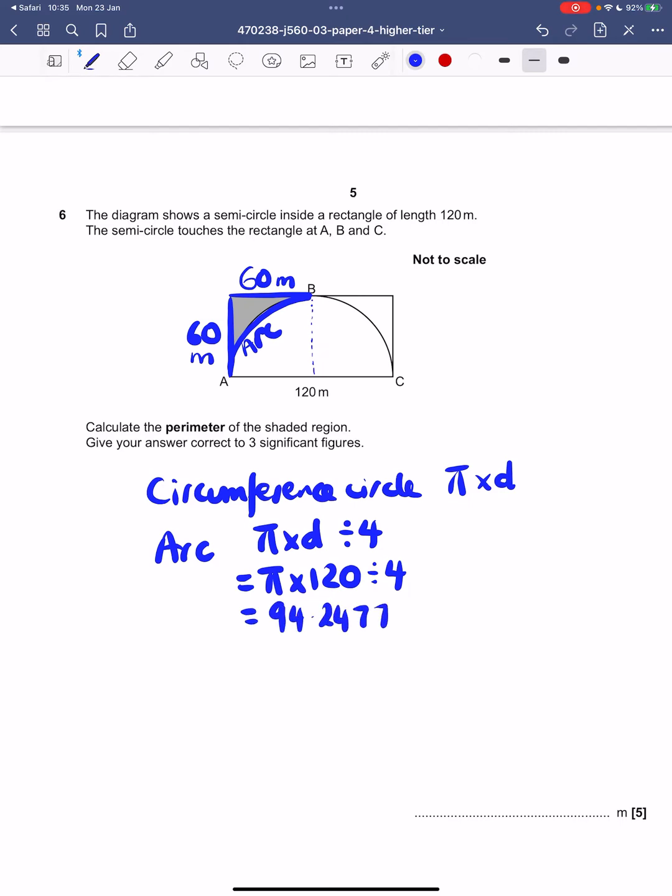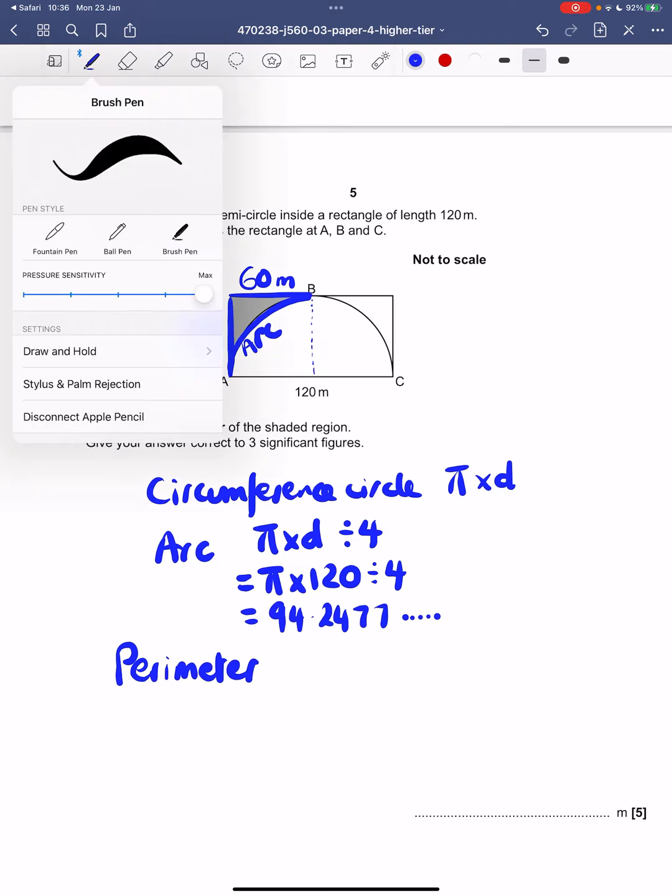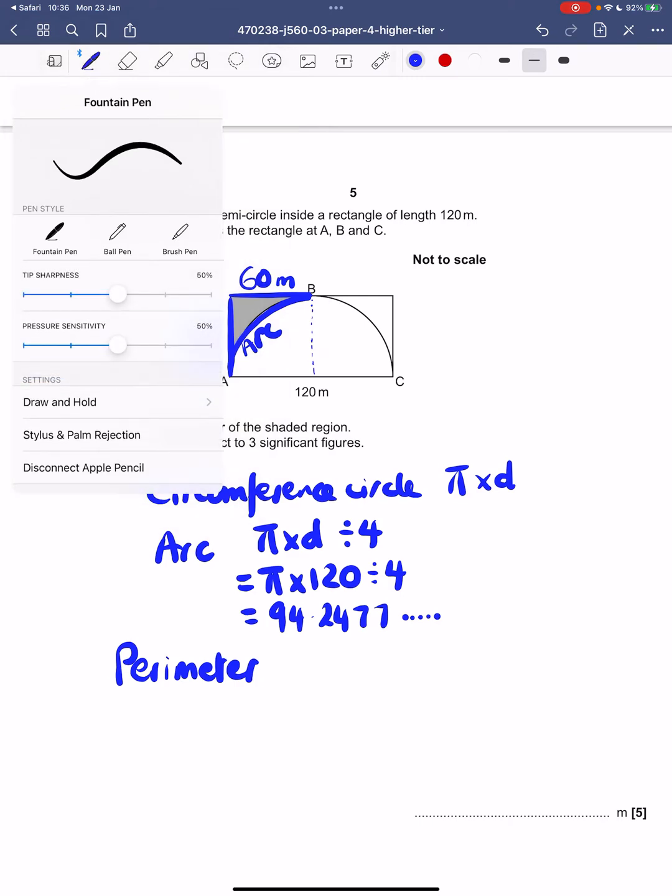So pi times 120 divided by 4 is 94.2477. We're going to have 3 significant figures, so that's going to be more than enough. So just leave that there. So the perimeter that we need, the blue perimeter, I'm just going to change this pen to a fountain pen, see what that looks like.